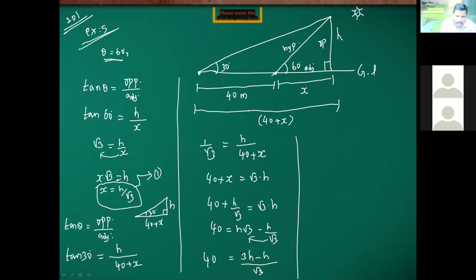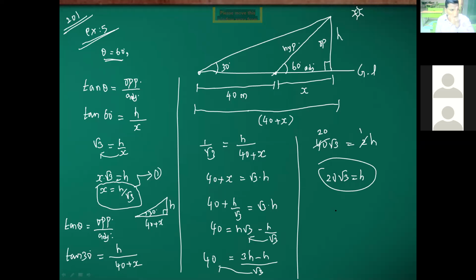So here I have 40. Send this root 3 to the opposite side. Then what am I getting here? 40 root 3 is equal to 3h minus h. I am getting 2h. You can cancel it now. One time this is 20 times. Then 20 root 3 is equal to h. This is the required value of the tower or building, that is the tower. Therefore the height of the tower is 20 root 3.